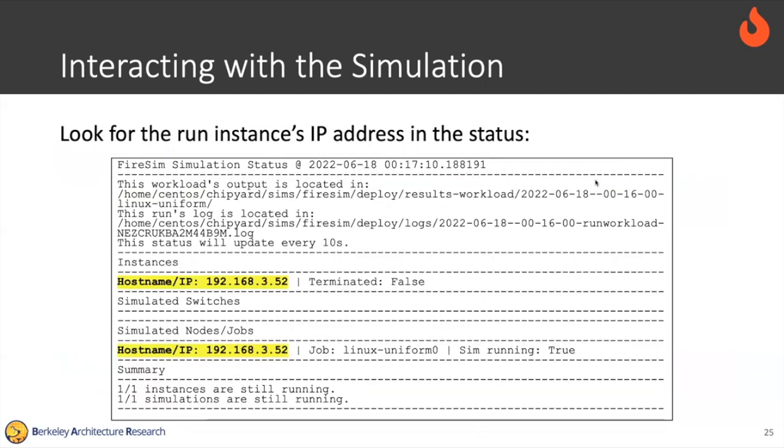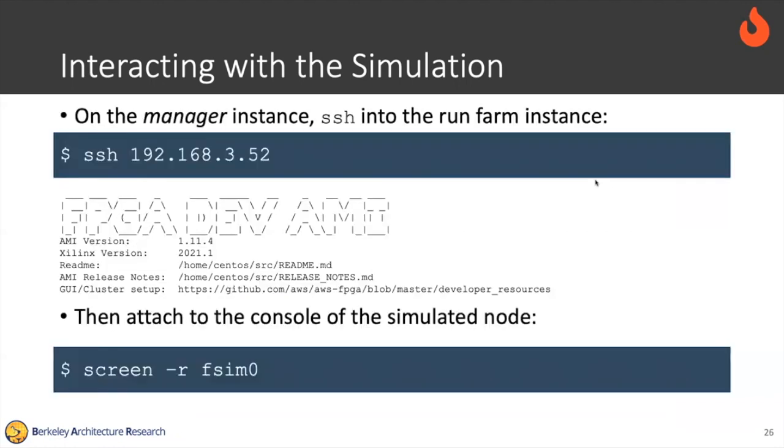If you know how to use tmux, create a new pane, detach, whatever the case is. And in a fresh terminal, through tmux, screen, whatever the case is, go ahead and SSH into that IP address that you saw on the other screen. Again, your IP address will be different. In our case, it was .3.52.